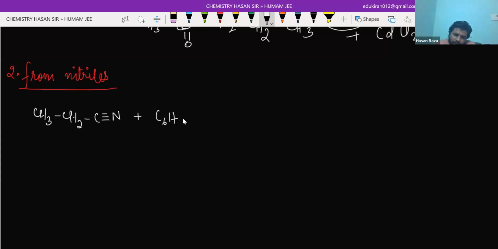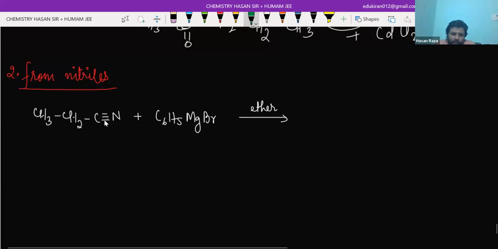So I'm going to take this Grignard reagent, C6H5MgBr. This is your R. R means alkyl group, that is phenyl. And this reaction should be continuing in ether because Grignard reagent is very reactive. Now, what will happen? Very simple here. One of the bonds will be broken. As you know that nitrogen is more electronegative, negative, and here it is positive. Here you can see this will have positive and this will have negative. This negative will be going to carbon, and this positive will be going to nitrogen.